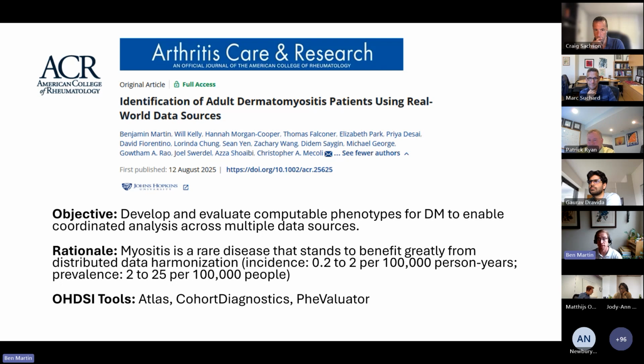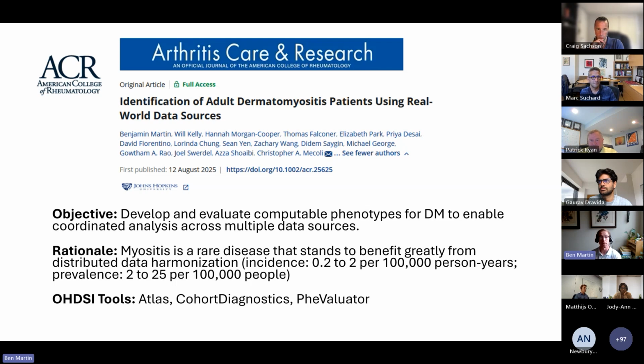The main objective, and this is part of a larger series of research endeavors we have, is to use large-scale harmonized data to answer clinical questions and extend guideline-driven evidence for rheumatological disorders, but specifically for some of the more rare forms like dermatomyositis, which has an incidence rate of 0.2 to 2 people per 100,000 person years, or that's 2 to 20 per 1 million person years. And then the prevalence worldwide is estimated at 2 to 25 people per 100,000 people.